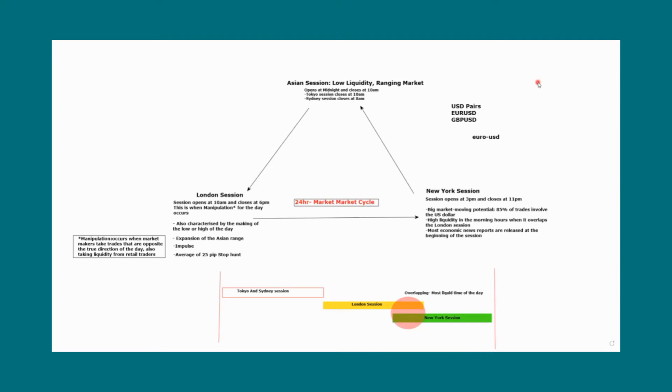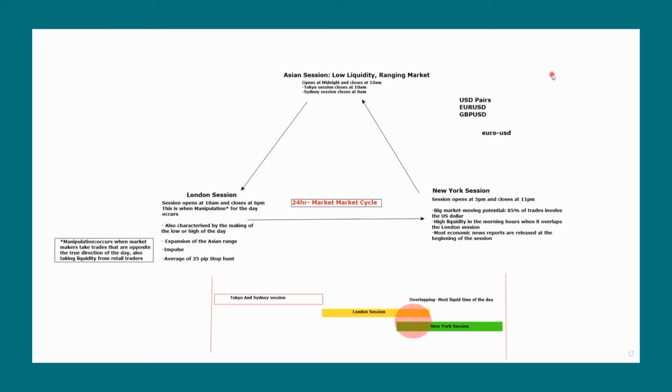And yeah, as I said in the intro, today we're going to be talking about the different trading sessions. So the 24-hour market cycle. Why do we call it a cycle? Because it happens almost every day. This is most common with USD pairs, Euro cross pairs and GBP cross pairs, but these are the main pairs that you will find this sort of pattern. So what's this pattern that I'm talking about?